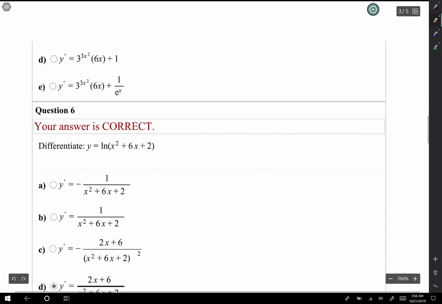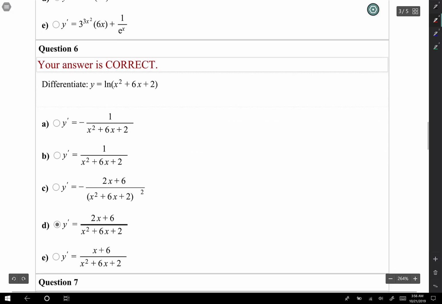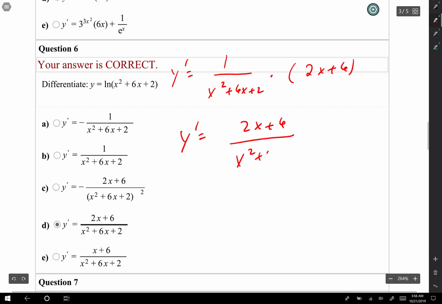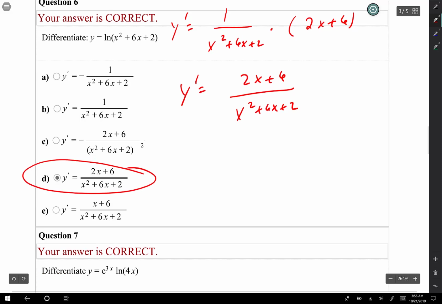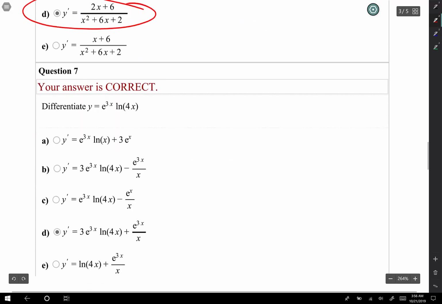Okay. This one right here, take the derivative. So here we go. Y prime equals 1 over x squared plus 6x plus 2 times the derivative of the inside, which is 2x plus 6. Y prime equals 2x plus 6 over x squared plus 6x plus 2. And they wrote it exactly like that. Yay. We're going through this pretty quick.